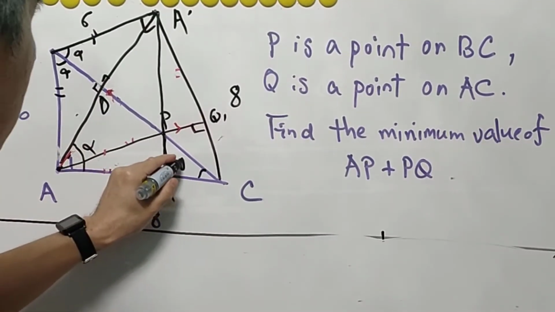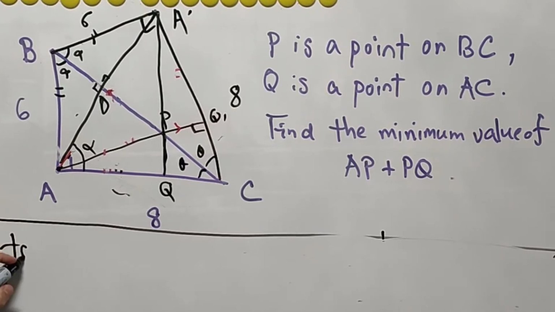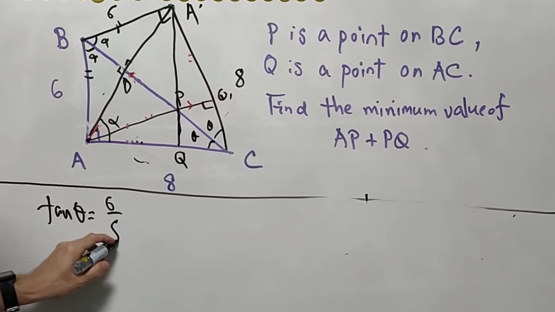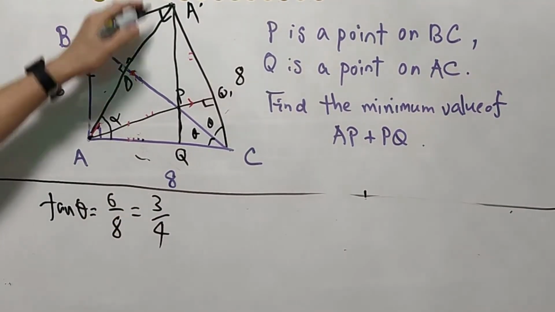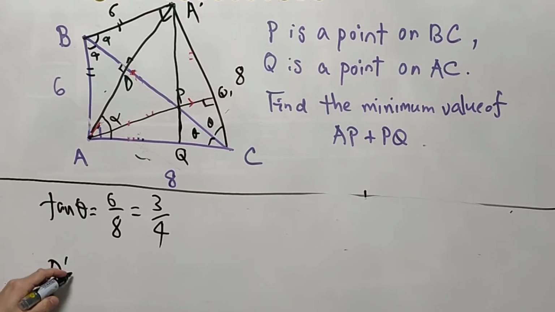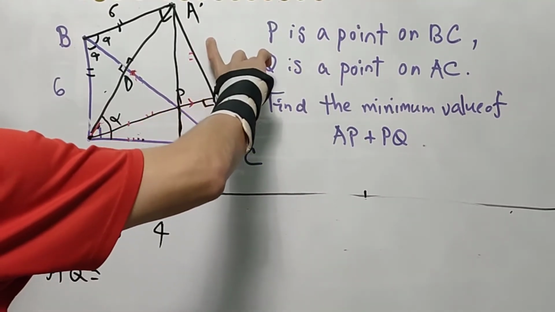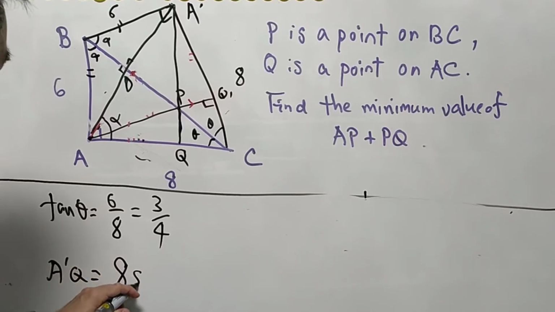Call this theta. So the tangent theta from the triangle ABC, tangent theta equals 6 over 8, that is 3 over 4. And what we want to find is only A prime Q. A prime Q over A prime C equals sine 2 theta, and A prime C equals 8. So this is 8 sine 2 theta.